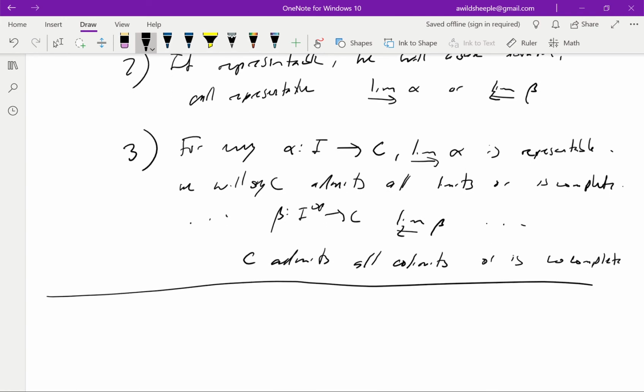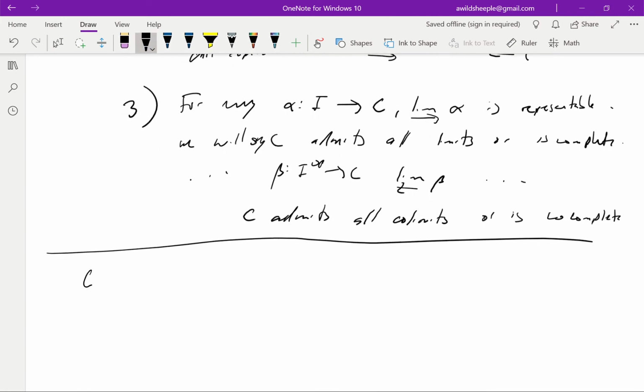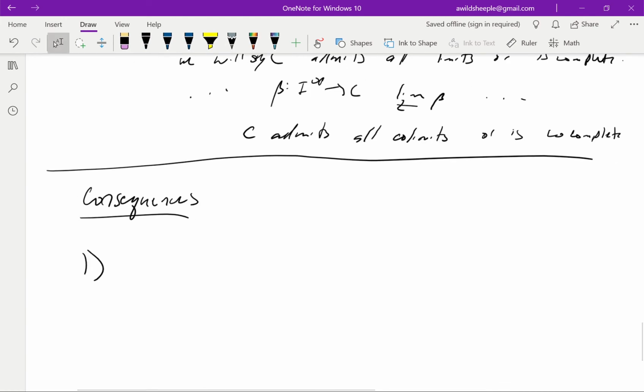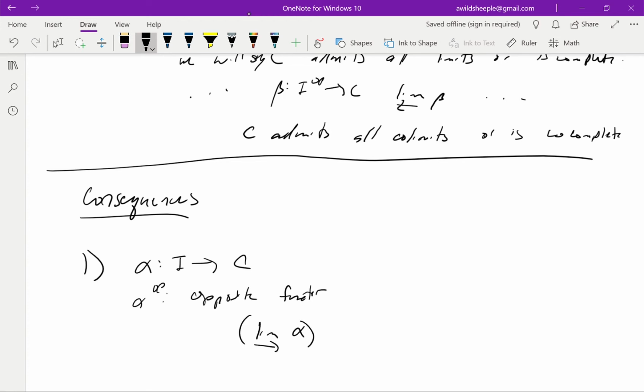There are a handful of facts that this sort of thing makes obvious. So we'll call these consequences. First, if I have a functor, alpha, from I to C, then alpha op, the opposite functor, I don't need to write it out again, we know how this works. Then what I see from this is that I have a natural isomorphism from the forward limit of alpha, which I take the opposite of, and simply the backwards limit of the opposites.